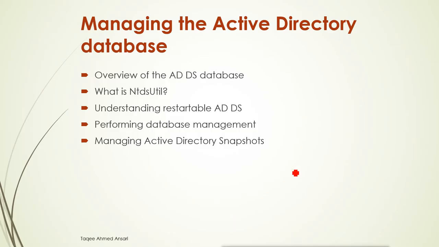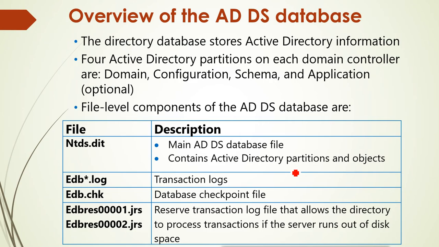Now the next thing is managing the Active Directory database. Active Directory database means whatever we store into Active Directory. Active Directory is actually storing all the resources information available in the network. When it stores the resources information, it stores it into the database, the Active Directory database.